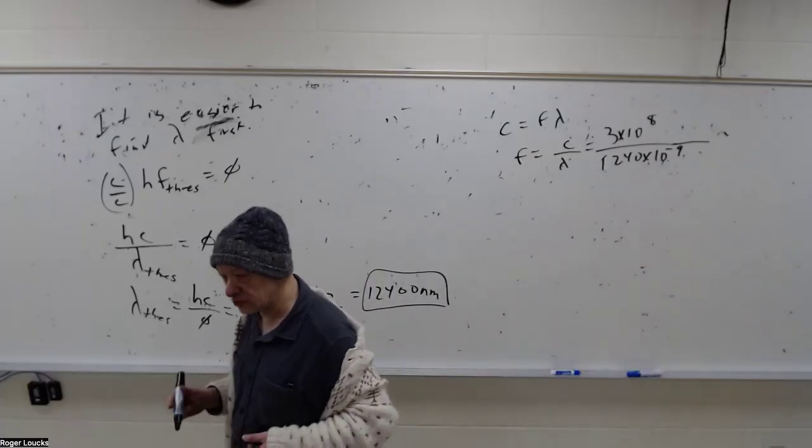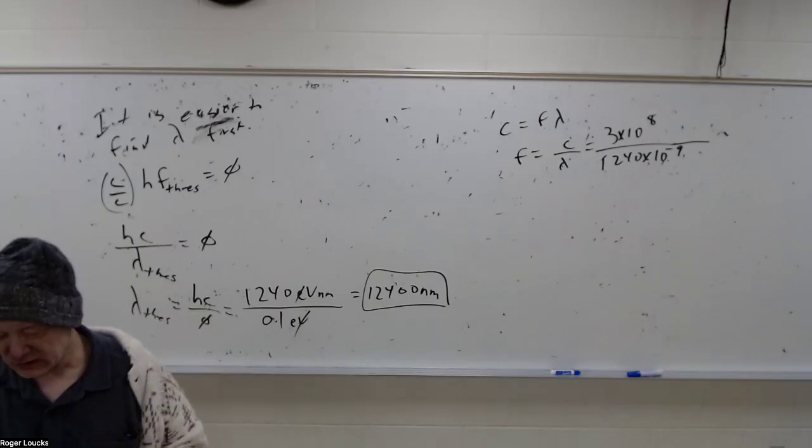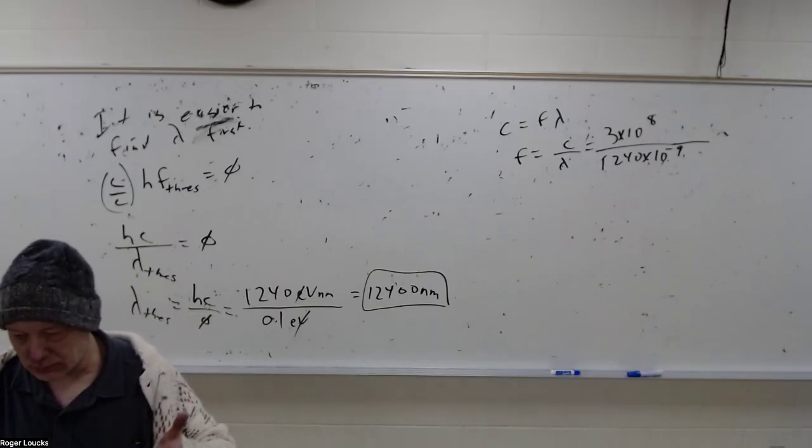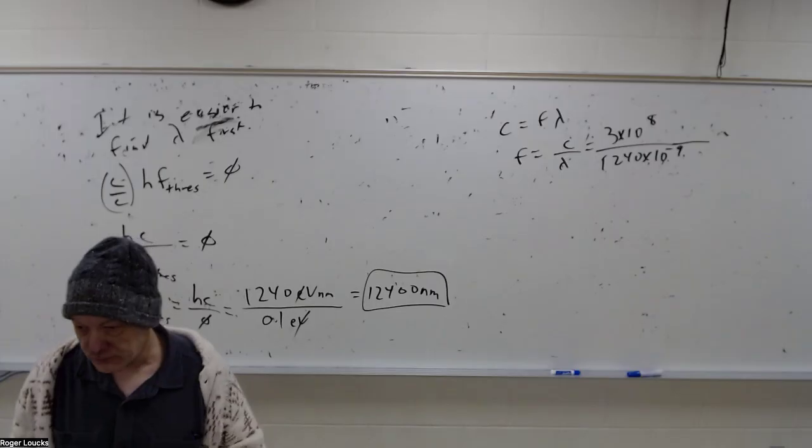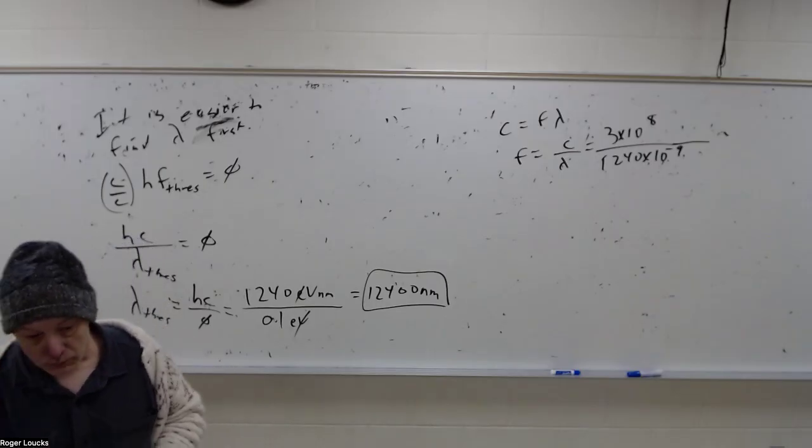Once you use it, that's actually faster, and you don't have to ask what is h, and now I have to convert joules to eV and blah, blah, blah. That's actually a faster way to do it, and you're less likely to make a mistake.